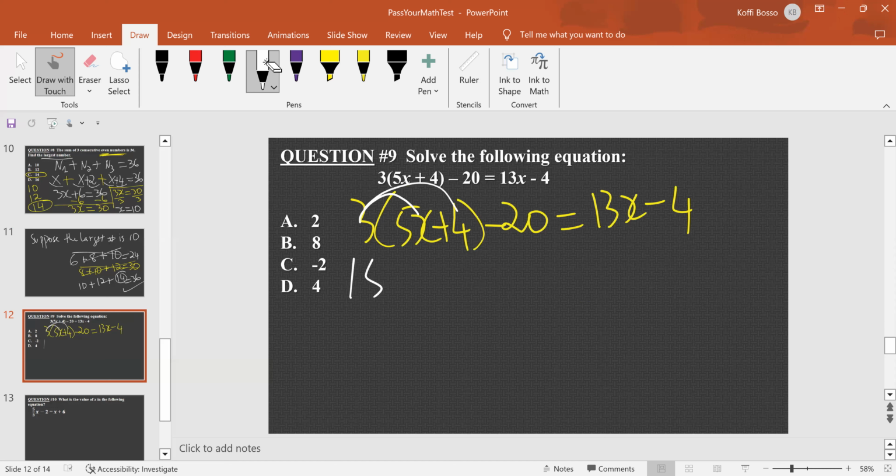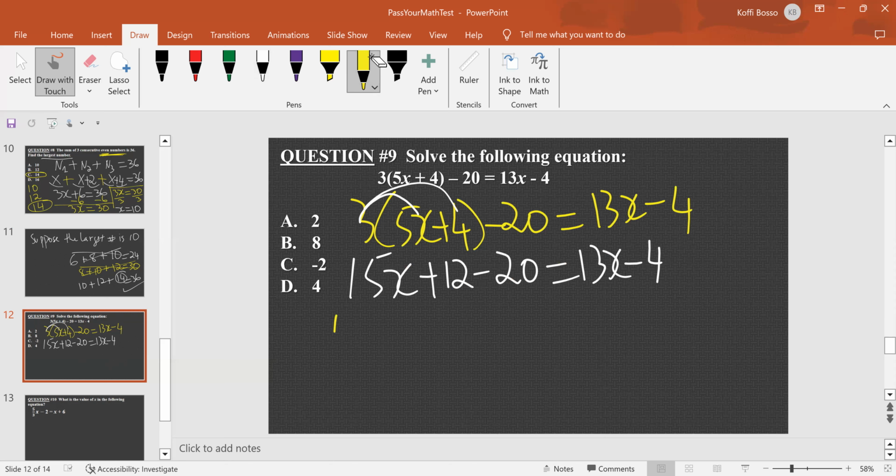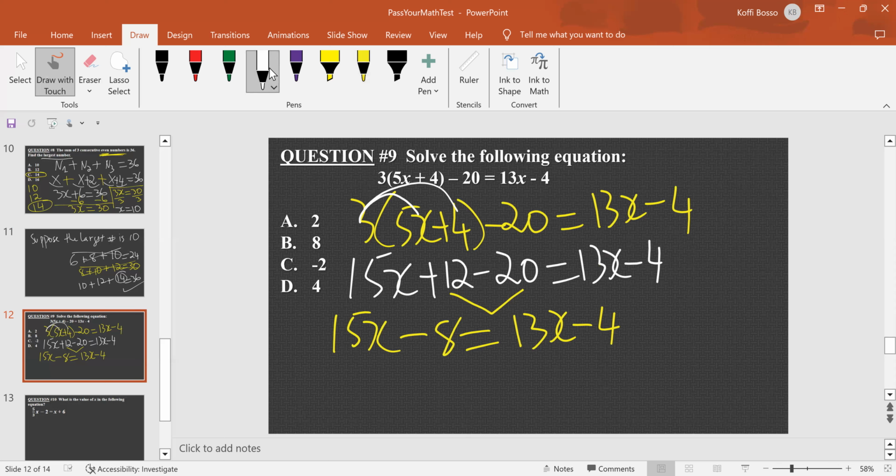So you get 15x plus 12 minus 20 is equal to 13x minus 4. We're going to combine like terms. So here we'll have 15x, but 12 and the negative 20 are like terms. So that gives you 15x minus 8 is equal to 13x minus 4. Because we want to solve for x, let's move everything with x on one side.